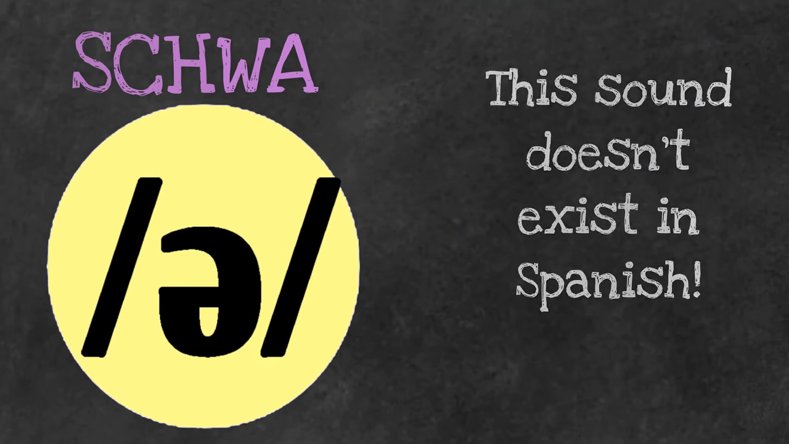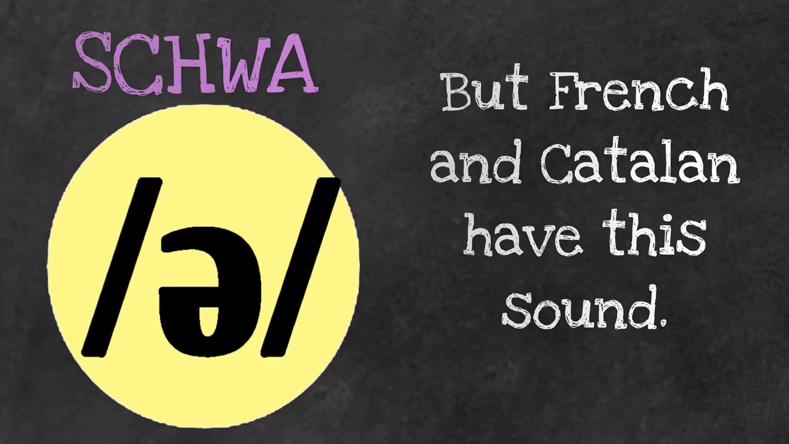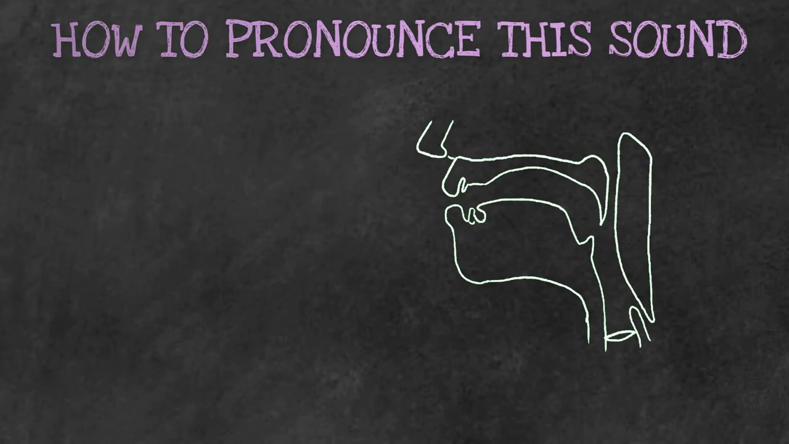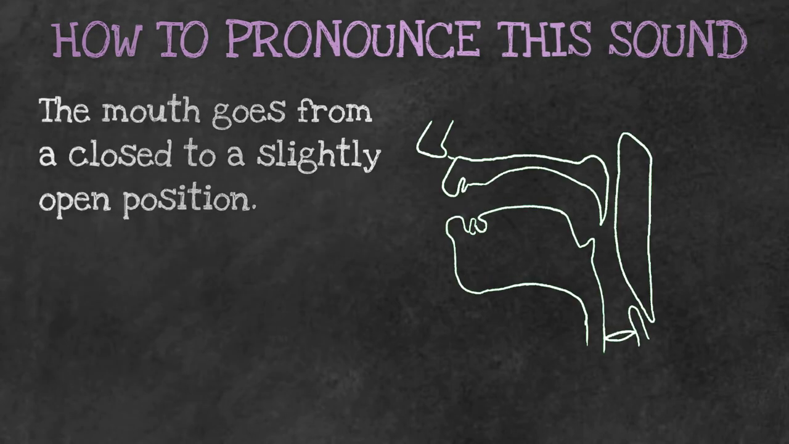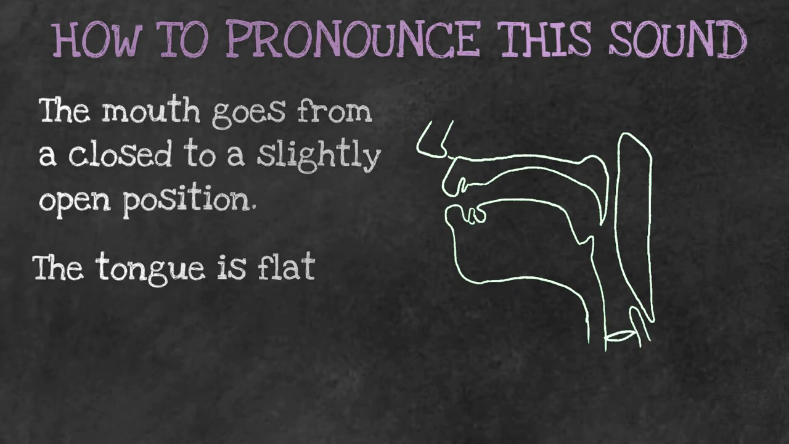In some languages, such as Spanish, schwa doesn't exist. And that is why some learners of English find this sound difficult to pronounce. But in French and Catalan, this sound exists. It's the neutral uh sound. So how to pronounce this sound? Well, the mouth goes from a closed to slightly open position. The tongue is flat and the lips are relaxed.